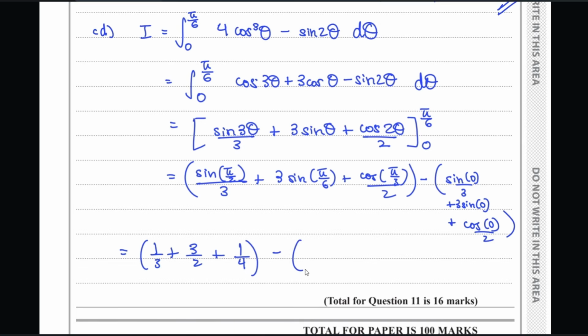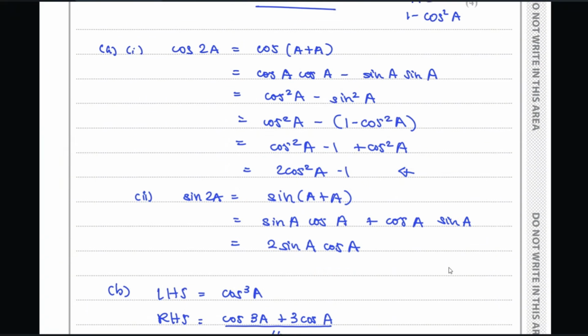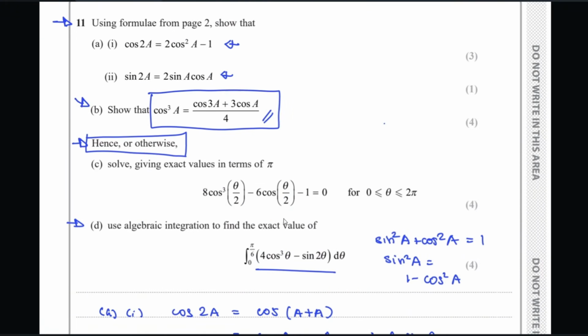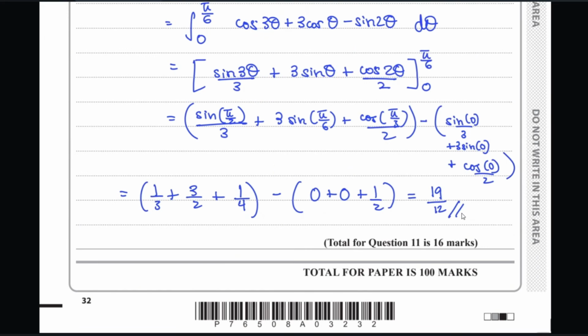Then minus sine 0 is 0. 0 divided by 3 is just 0. Sine 0 is 0 again. And cos 0 is 1, so we have half. And finally, if we use our calculator, 1 over 3 plus 3 over 2 plus 1 over 4 and minus 1 over 2 gives us 19 over 12. 19 over 12. What's the question again? We just have to integrate it and find the value. The exact value is 19 over 12. That's the answer.